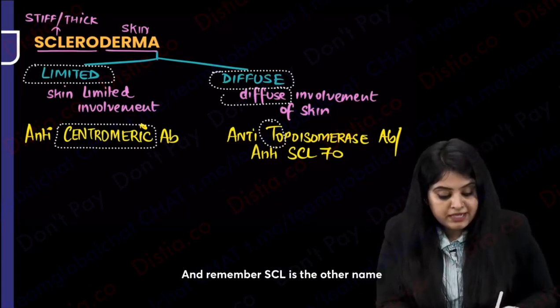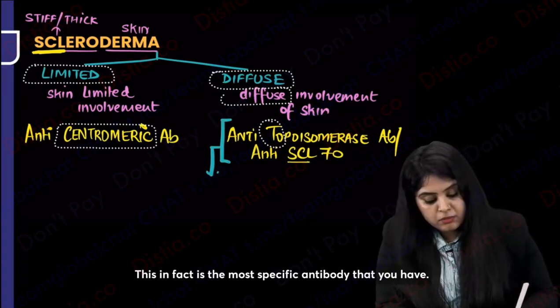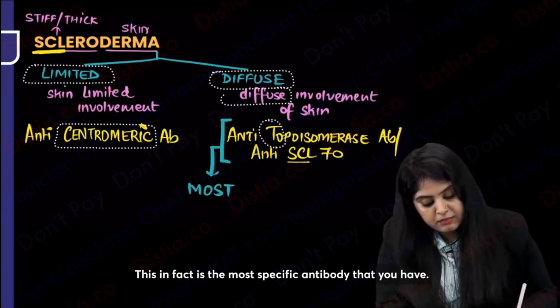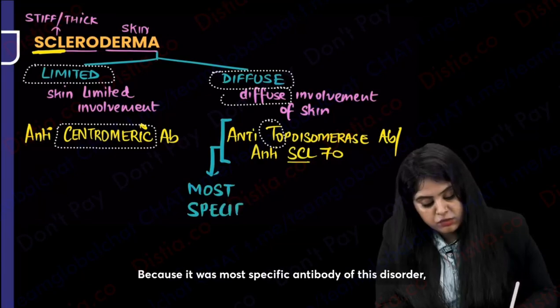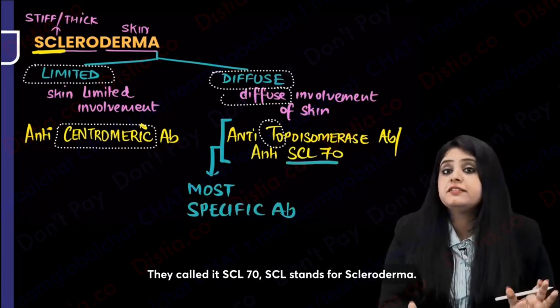And please remember, SCL is the other name because SCL stands for scleroderma only. This in fact is the most specific antibody that you have. Because it was the most specific antibody of this disorder, that is why they named it after the disease only. They called it SCL70, SCL for scleroderma.